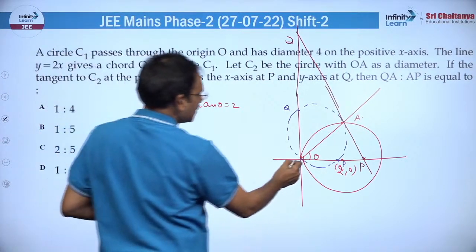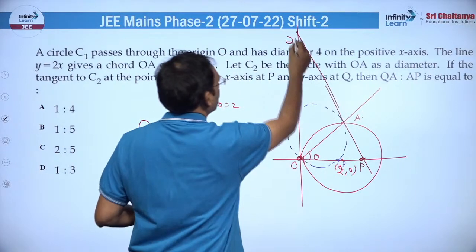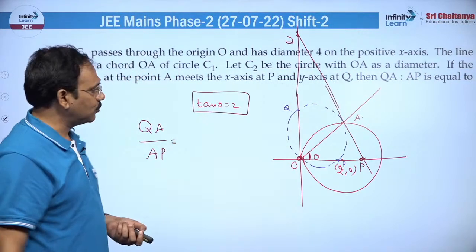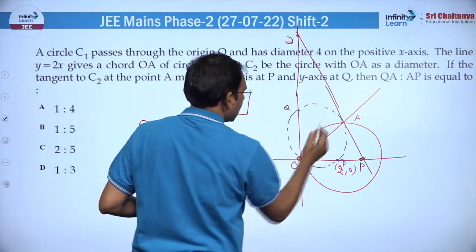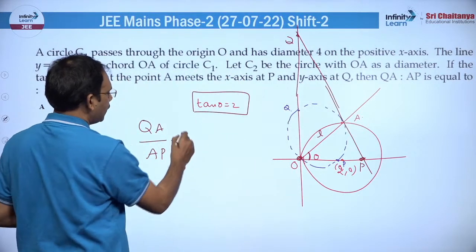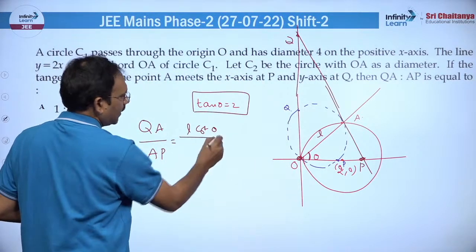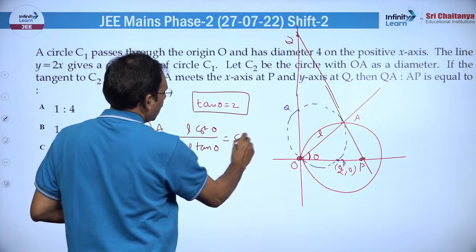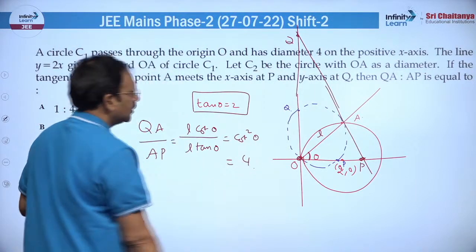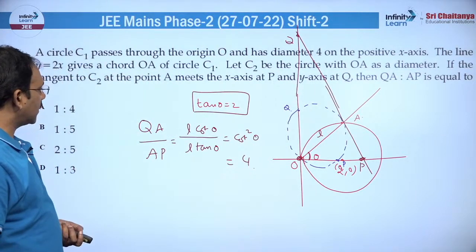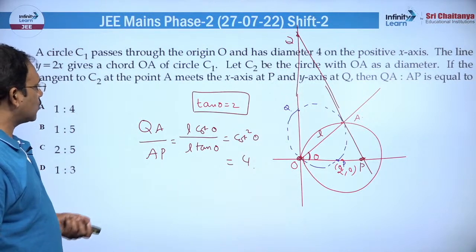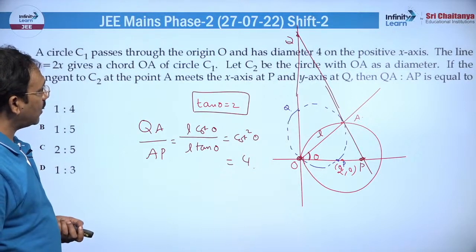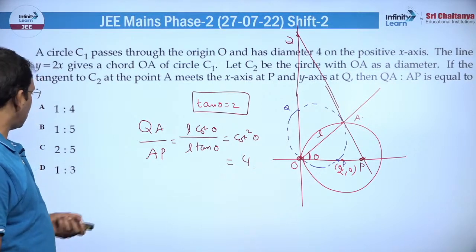Suppose, my dear friends, you just see the triangle OPQ. This angle is theta, you already know that tan theta = 2. Now suppose OA is some L, you can say QA will become L cot theta and PA will become L tan theta. Just apply, you will get cot square theta, which is 4. So the answer is 4. He wants QA is to AP, you may get 1 is to 4 or 4 is to 1.